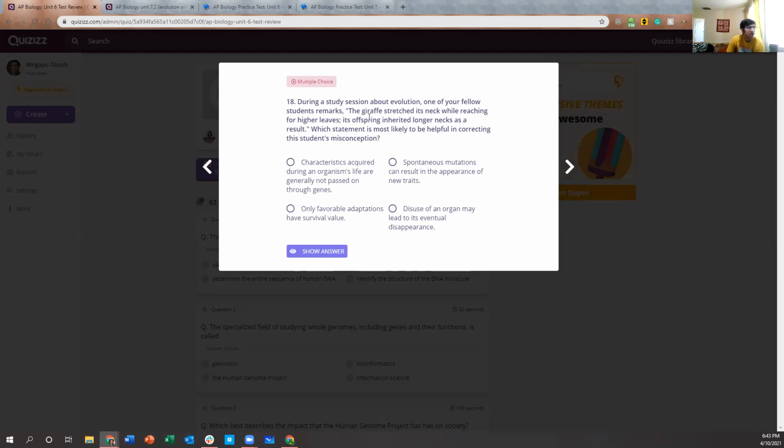Well, I think it goes back to our thing about individuals, right? Individuals don't evolve, it's populations who evolve. So characteristics acquired during an organism's life are generally not passed on through genes. That makes sense. Because remember, we talked about how the mutation has to be in the gametes, and then that can be propagated down. But once again, natural selection is more about the more fit individuals who are more adapted to their environment being able to survive and reproduce more and have more babies and pass on their genes. Yep, so that's the right answer. Okay, next one.